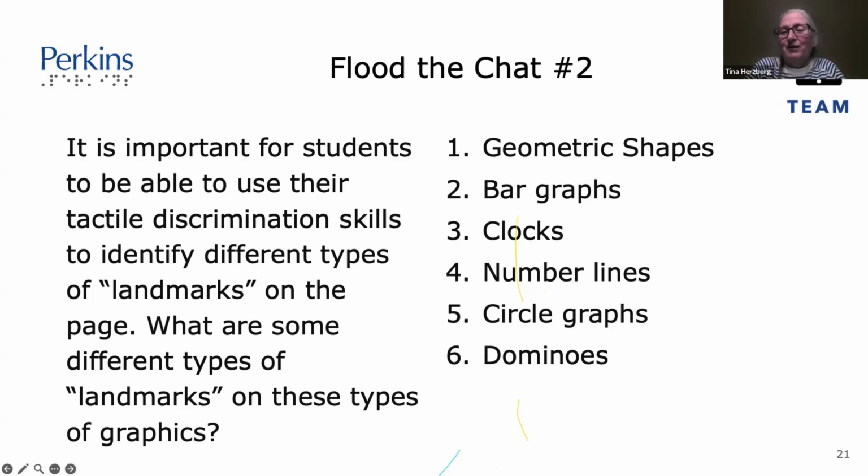And so the clock. We're going to have numbers. We're going to have the hands and they're different lengths of hands.